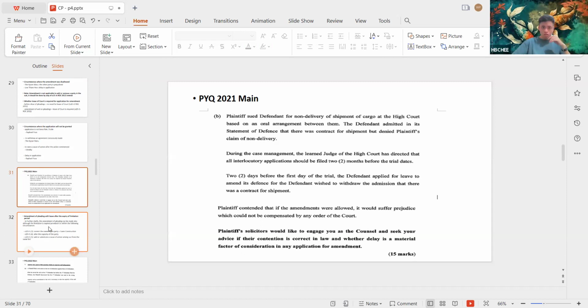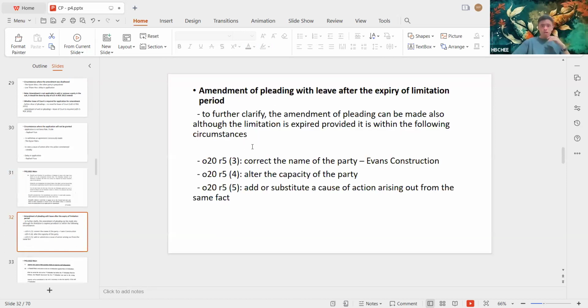Okay, now we move to the next one. Amendment of pleading with the leave after the expiry of limitation period. Yes. To further clarify, the amendment of pleading can be made although the limitation is expired, provided it is within the following circumstances only. To correct the name, alter the capacity.